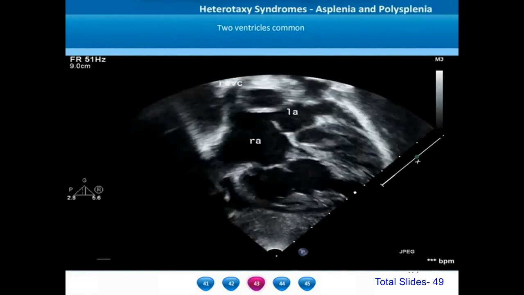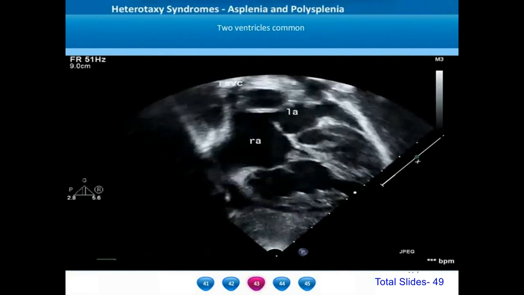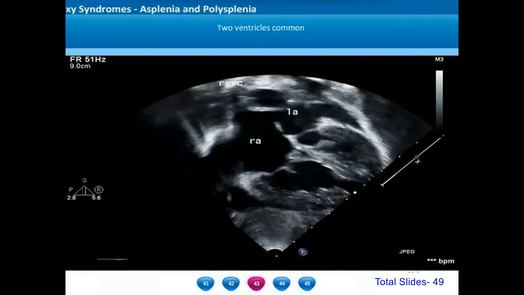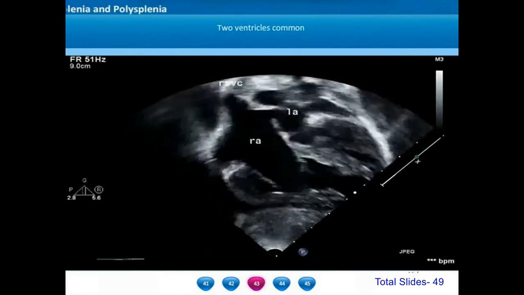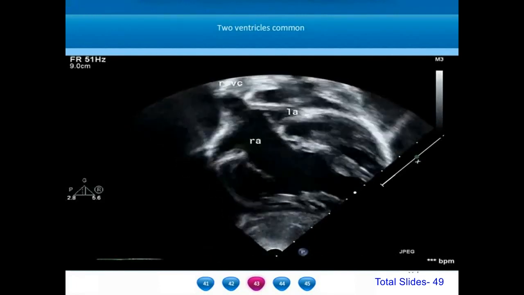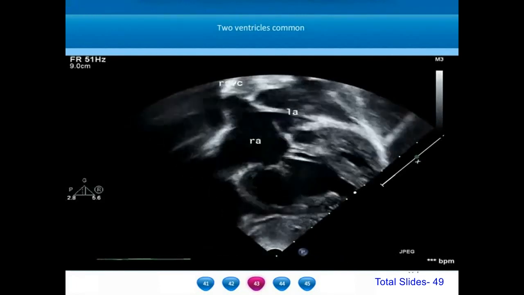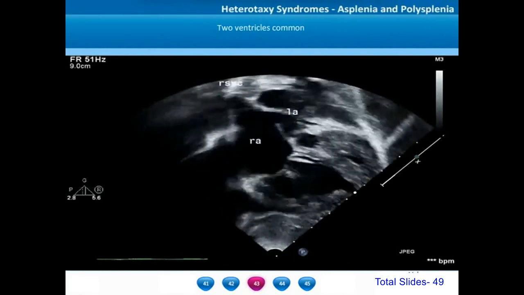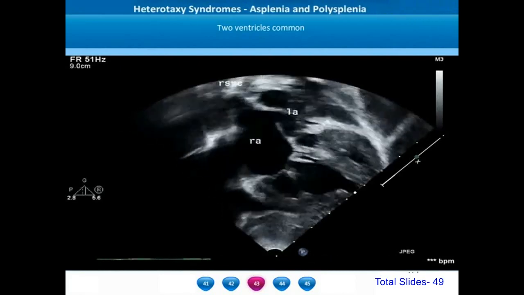Presence of two ventricles is more common in polysplenia than in asplenia syndrome. We can appreciate in this modified subxiphoid long axis view that there are two well-formed ventricles. There is a large ventricular septal defect. However, there are two separate well-formed AV valves. These biventricular hearts are more common in the polysplenics.